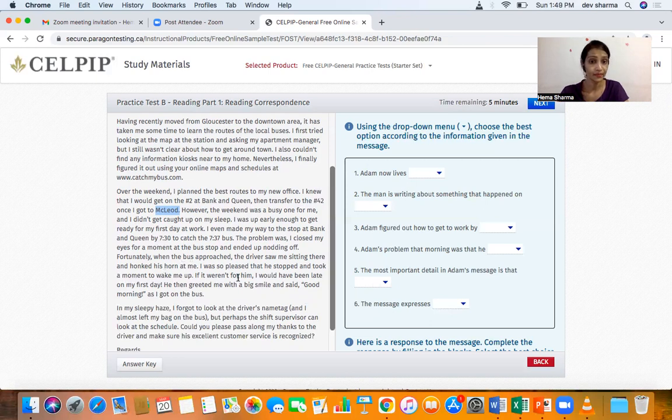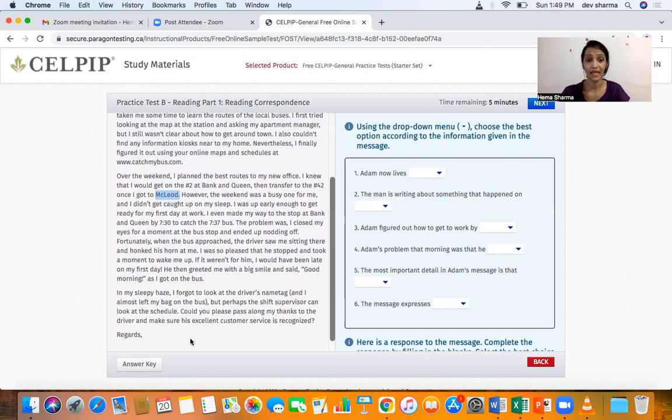Fortunately, when the bus approached, the driver saw me sitting there and honked his horn at me. I was so pleased that he stopped and took a moment to wake me up. If it weren't for him, I would have been late on my first day. He then greeted me with a big smile and said, "Good morning," as I got on the bus. Simple enough to understand, the driver woke him up and he was pleased.